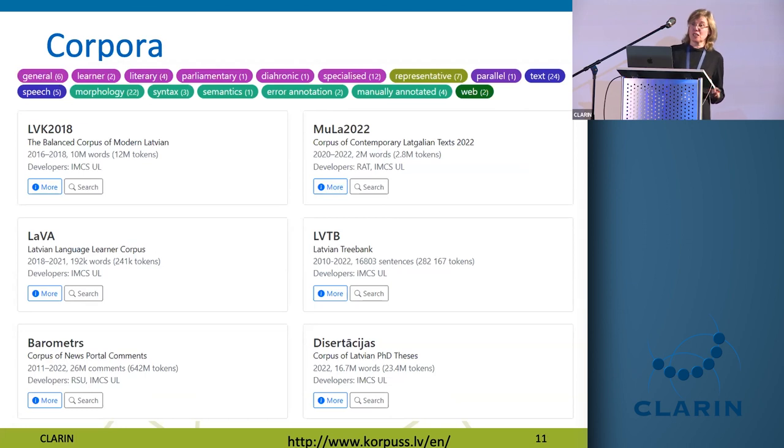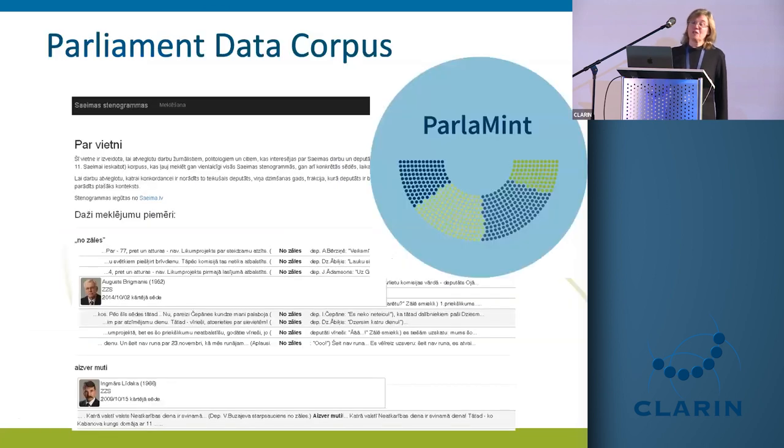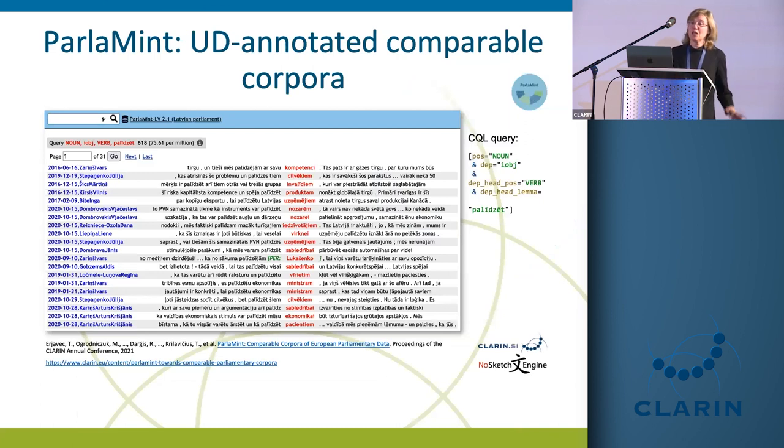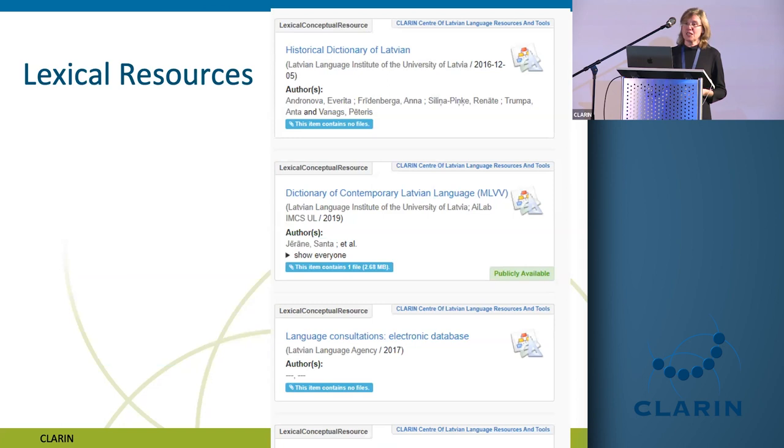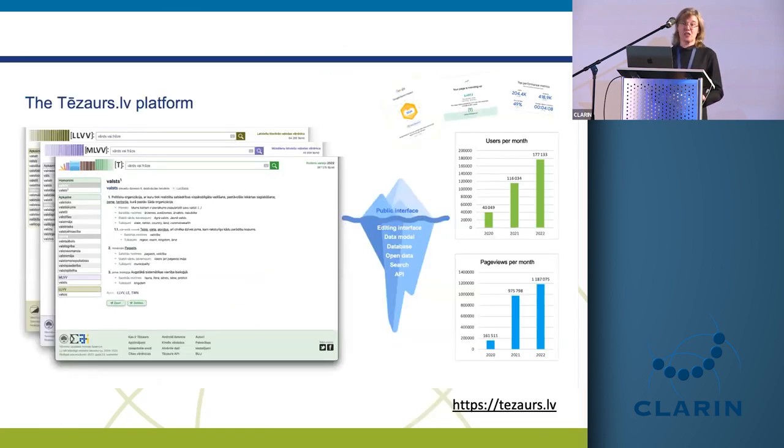The difference is that from the Corpora-LV site, you usually access a corpus through Sketch Engine, while in our repository, if there are no copyright issues, the corpus is downloadable. And of course, we also have our Parliament corpus, and thanks to the Parliament initiative, currently it's also UD annotated and available in Sketch Engine.